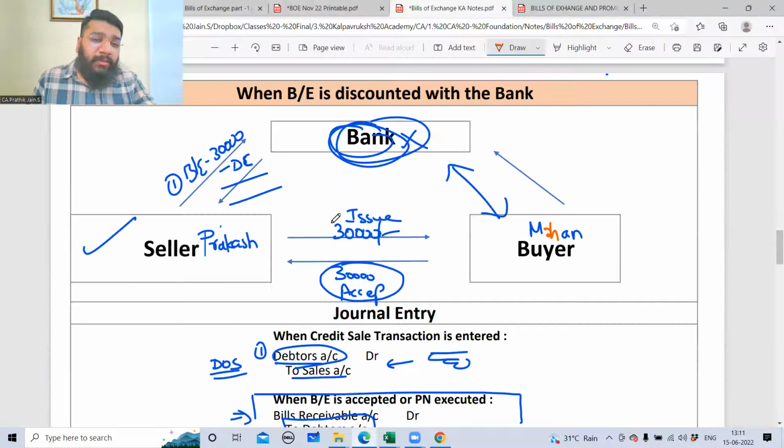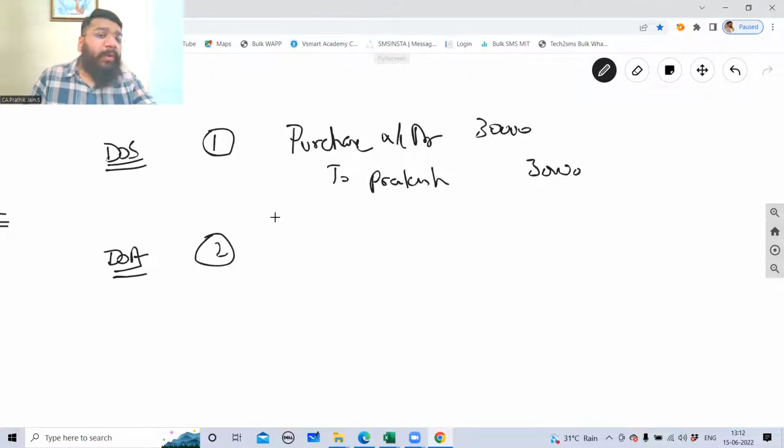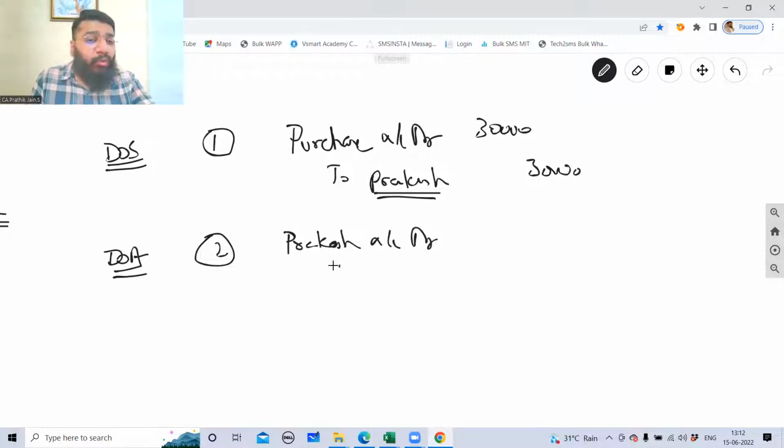The second transaction is the issue of bill transaction, which has been accepted. So only on acceptance, you'll record the entry. Okay. Then on the date of acceptance, this is date of sale. On the date of acceptance, I will reverse Prakash. Prakash account debit to bills payable, 30,000.